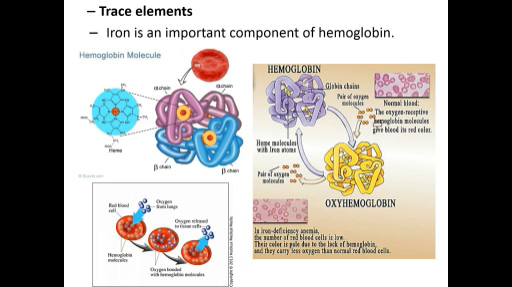So here, looking at iron. Iron is another trace element. Iron is important in our diet because, for one thing, it's an important component of hemoglobin. Hemoglobin is the protein that's necessary to transport oxygen, and it's found in red blood cells.